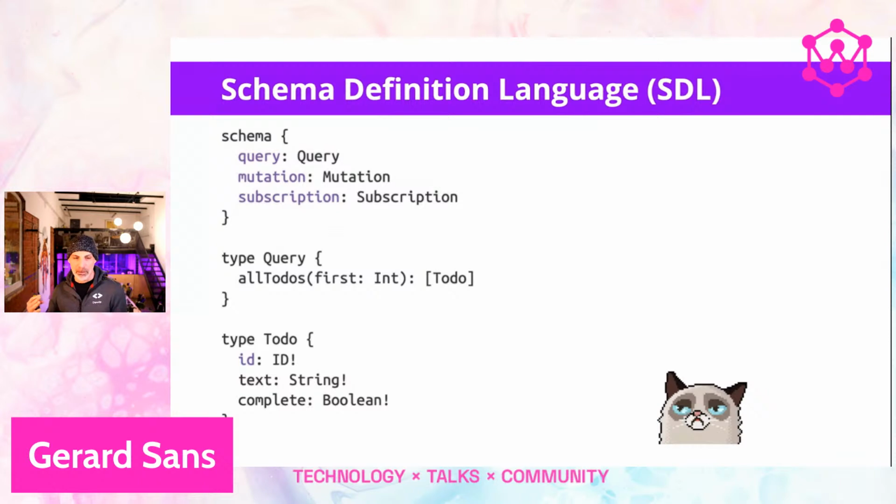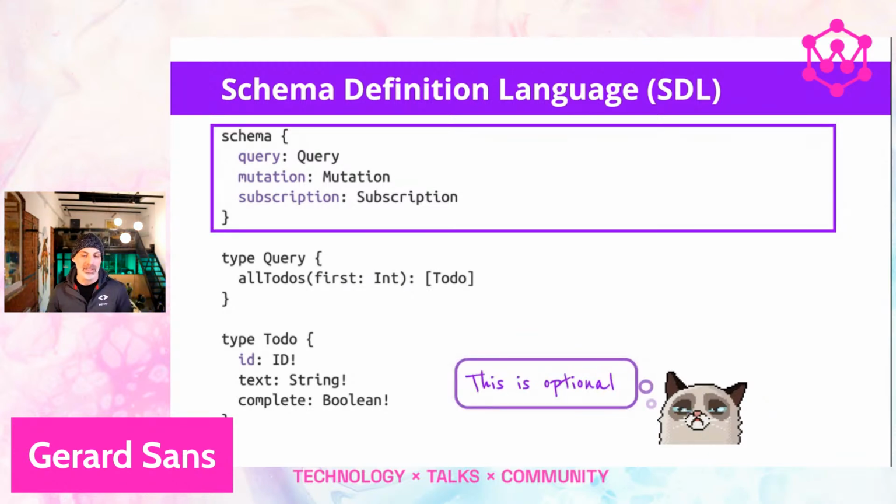If we look at the schema definition language, we will have this structure where we define the schema and all of the operations that we can run through it. We usually have queries, mutations, and if we have real-time support, we will also introduce subscriptions. And they will look like this.